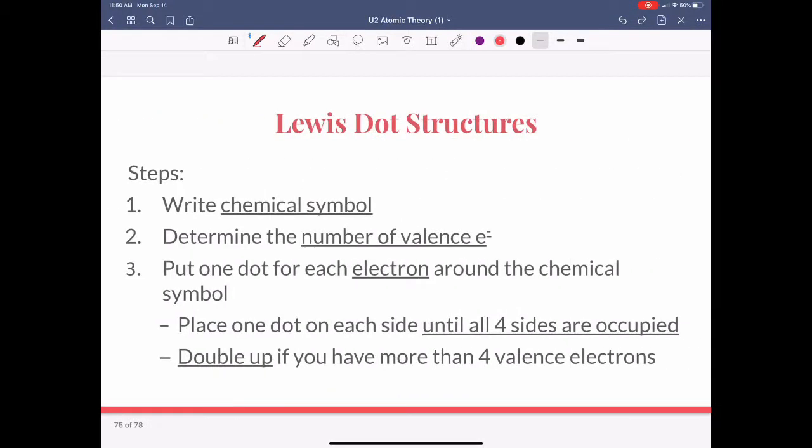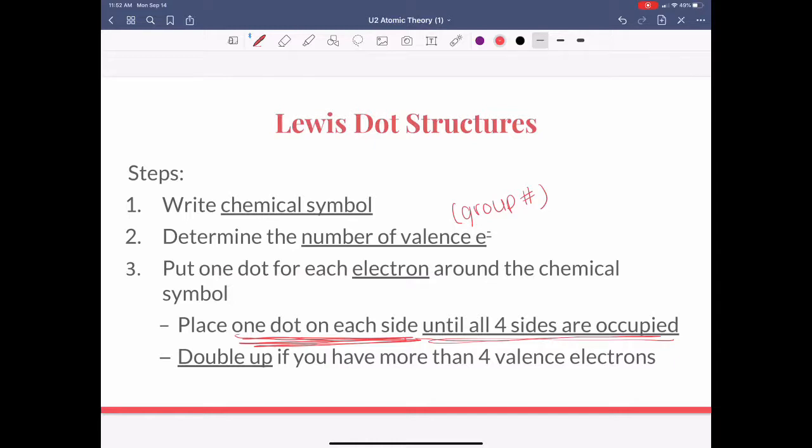So I'll give you a second to write down these steps for Lewis dot structures. So step 1, write your chemical symbol, so your abbreviation for the element that you're working with. Step 2, determine the number of valence electrons, which we know is based off of your group number. And then using that number, you are going to place a dot for each electron around the chemical symbol. As we are placing those dots, you need to put 1 dot on each side. Underline this, highlight it. 1 dot per side until all 4 sides are occupied. Then we can go back and double up if you have more than 4 valence electrons.